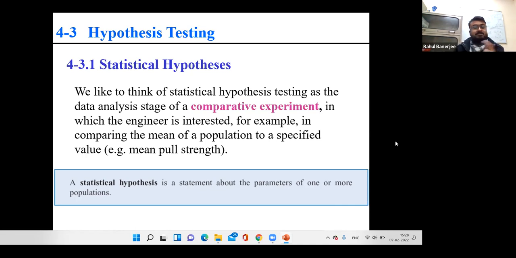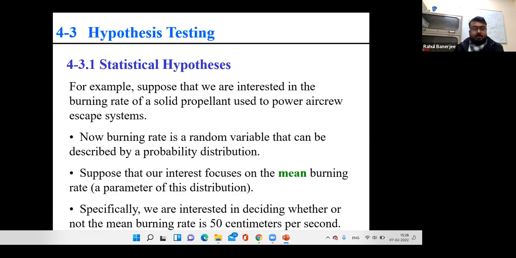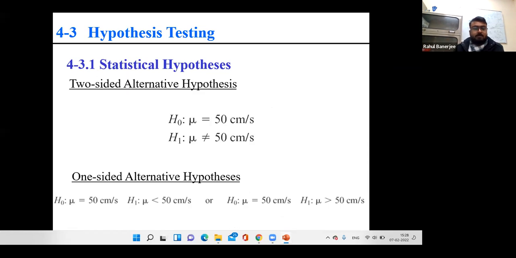And this hypothesis has to be tested. If this hypothesis comes out to be true, then we will say, okay, our new fertilizer is performing better. If it is not coming out true, we'll say that it is not performing better. So, for example, an engineer may be interested in comparing the mean of a population to a specified value. Burning rate is a random variable. These things can be skipped.